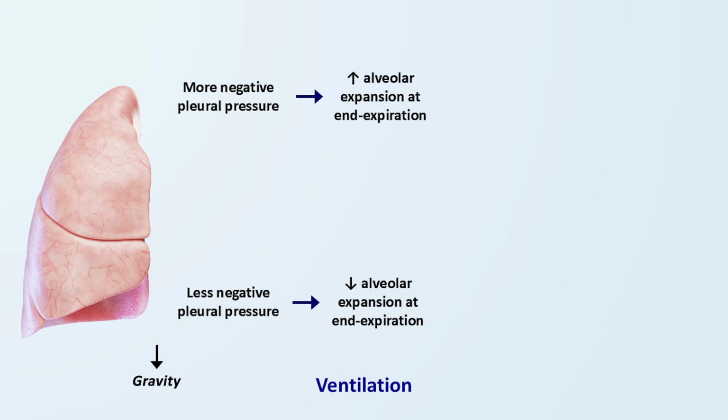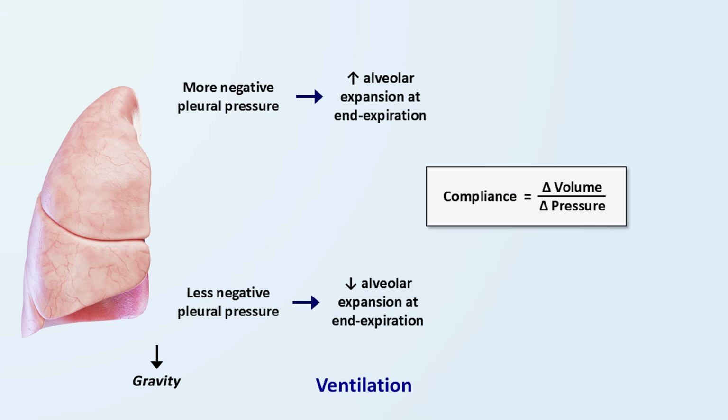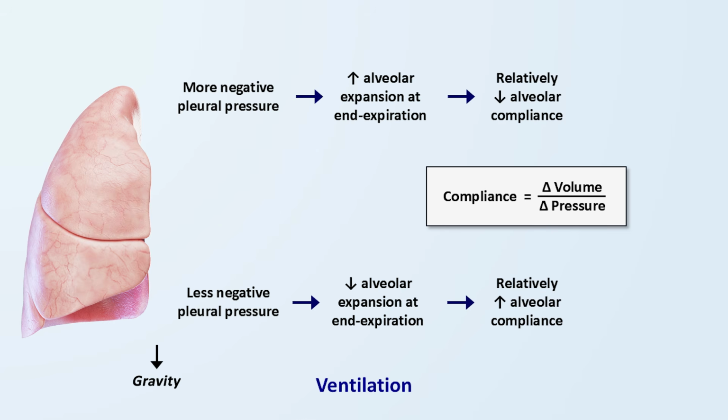Alveolar compliance, which is the property that determines how much they change volume in response to a change of pressure, is dependent on how distended they are at that moment. Relatively distended alveoli are relatively less compliant, meaning they resist changes in volume. It's analogous to how a balloon is increasingly difficult to further inflate as it approaches its maximum volume.